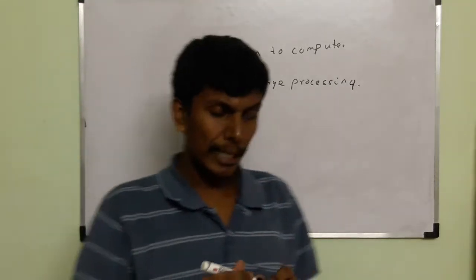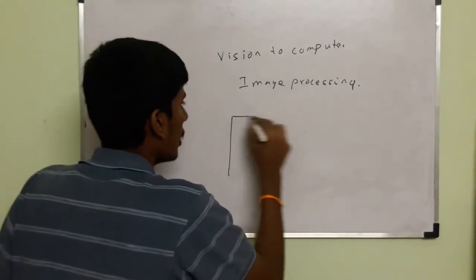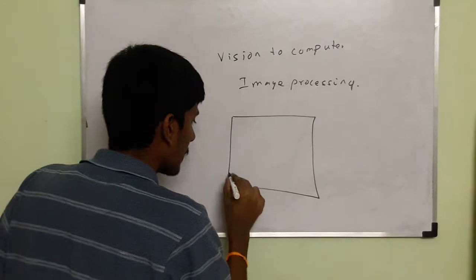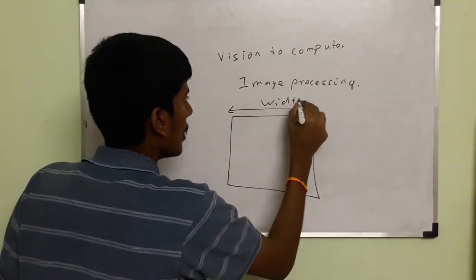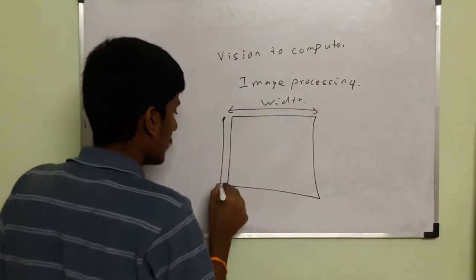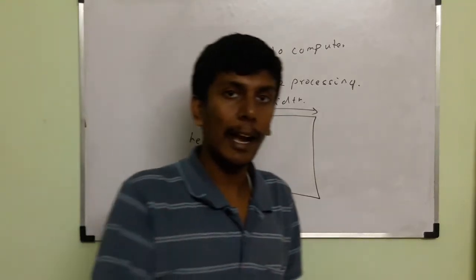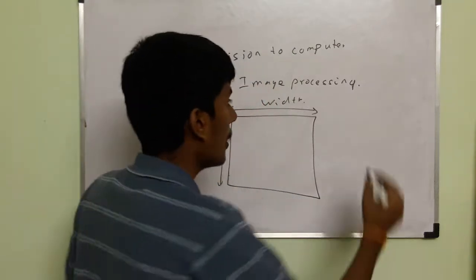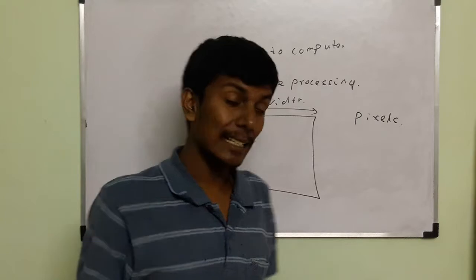So what exactly is image processing? Before that, we have to see about an image. An image is a rectangular matrix. It consists of a width and a height. These width and height are measured in terms of pixels. So what exactly is a pixel?